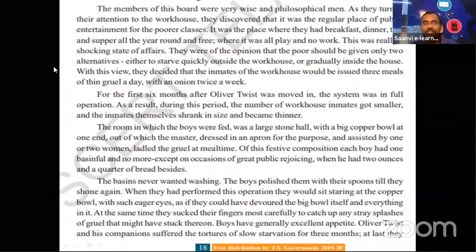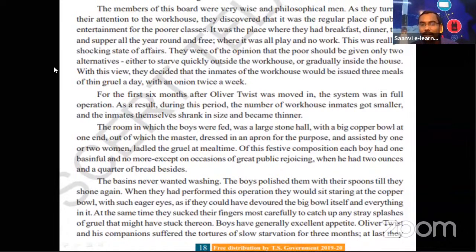For the first 6 months after Oliver Twist was moved in, the system was in full operation. Oliver Twist was closed almost 6 months in that workhouse. The system was in full operation. What system? 3 meals a day. 3 meals means they used to get a thin gruel and an onion twice a week.